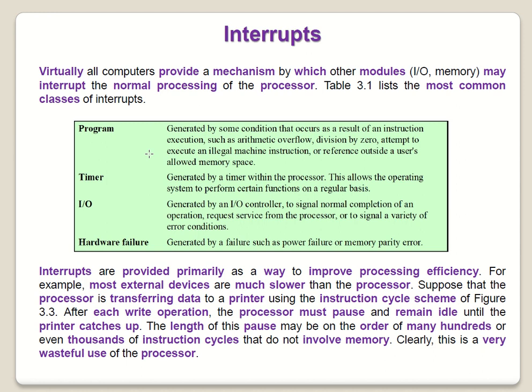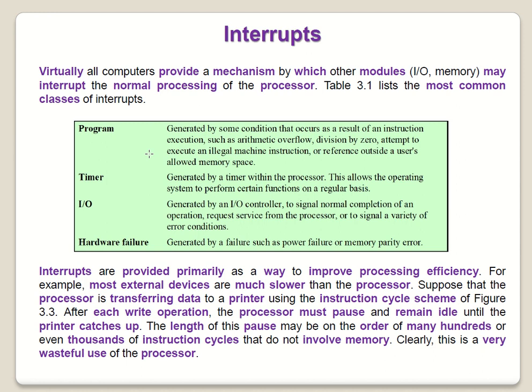Assume that you have an instruction that transfers data to the printer. When the processor executes that instruction, what will happen after the write operation? The processor remains idle until the printer catches up with the data. Don't expect that the printer speed and the CPU speed are at the same pace. No. IO devices are slower than the processor, the CPU.